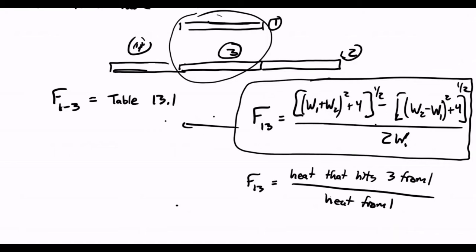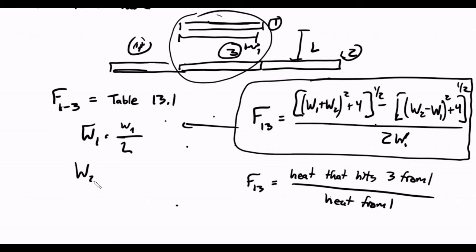And there's some important things we need to know, which is big W1 is just equal to little w1 over L, where L is the distance between the plates, and little w1 is, again, the width of plate 1. And then you guessed it, big W2 is just little w2 over L.